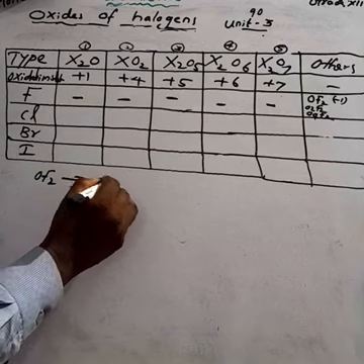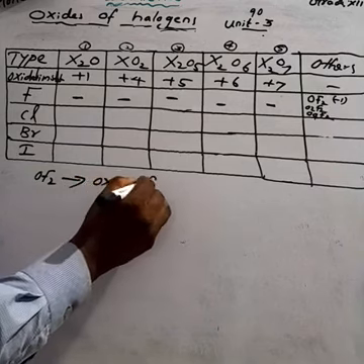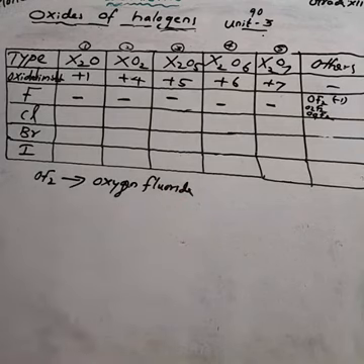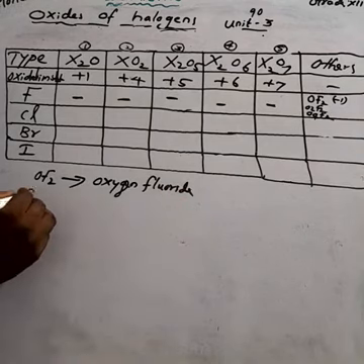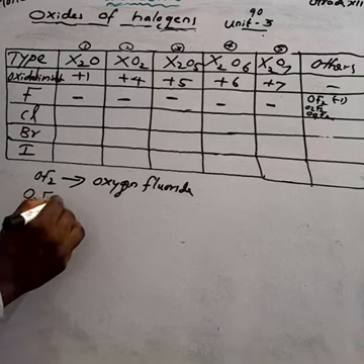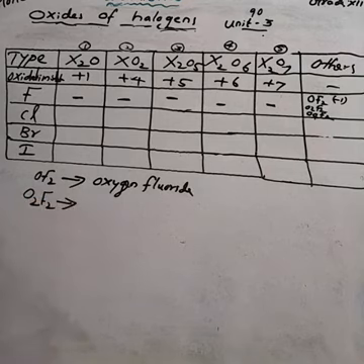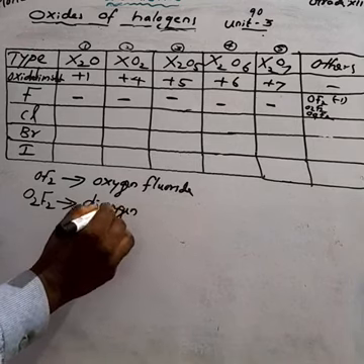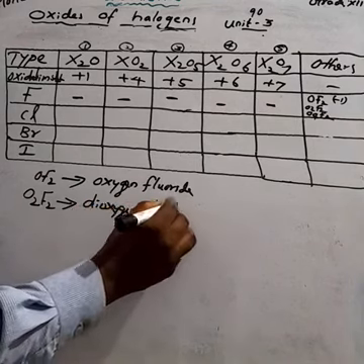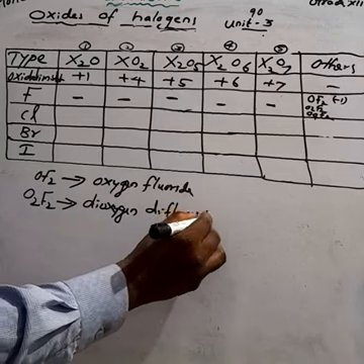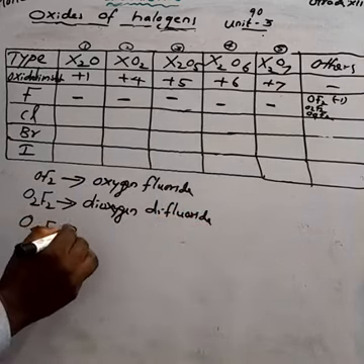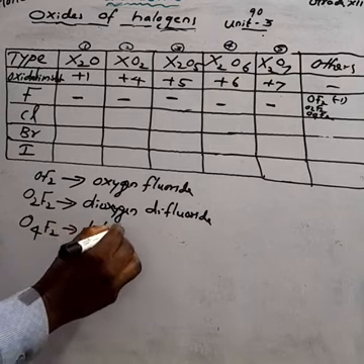Oxygen fluoride, OF2. What is the name of the compound? Oxygen fluoride, OF2. What's the next one? O2F2. That is dioxygen difluoride. The last one is O4F2, tetraoxygen difluoride.